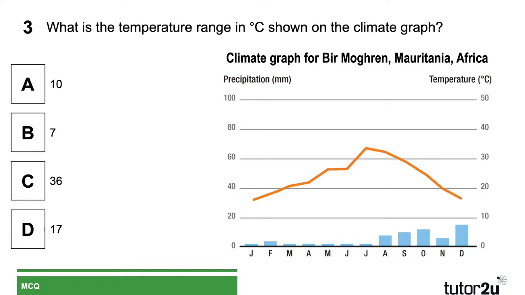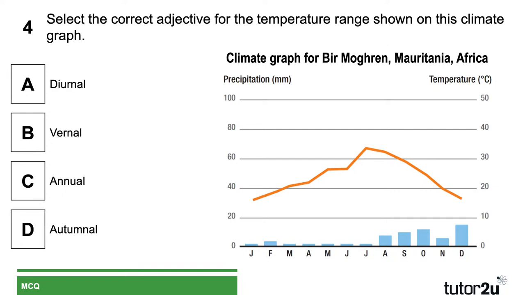Okay, lovely. Okay, let's have a look then. I can see some answers coming through. Let's see the answer for that one, please. It's D, which is 17 degrees. So it's actually taking the highest temperature and deducting, or subtracting, the lowest temperature. So that would mean that 17 degrees is our range between the highest and the lowest months.